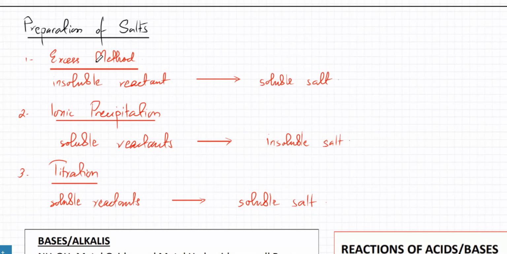In the last class, what we did was we learned, you've already done this, so what thing did we learn? Okay, I'm already revising. So what we learned was that you had the excess method, you had ionic precipitation, you had titration. These were methods for making or preparing salts.